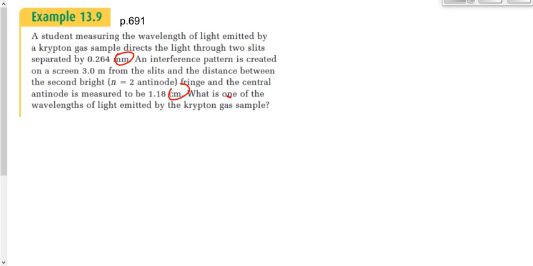What is one of the? Don't worry about that right now. Let's just say, what is the wavelength of light emitted by the Krypton gas? There is significance to what I crossed off, but don't worry about it right now. So what do we got here? We've got that D is 0.264 times 10 to the minus 3 meters. We've got that L this time is 3 meters. That's how far the screen is away from the slits.